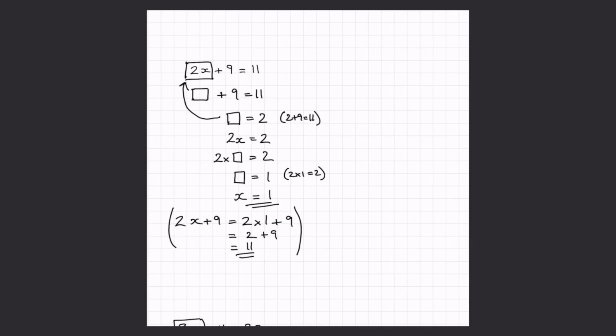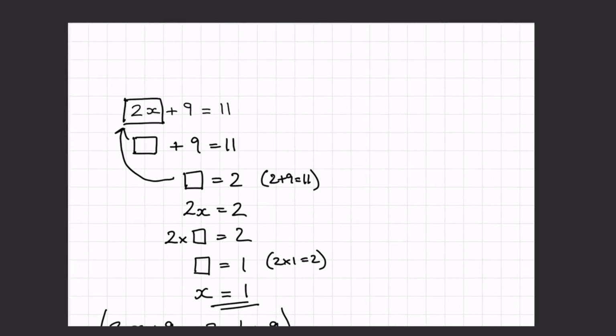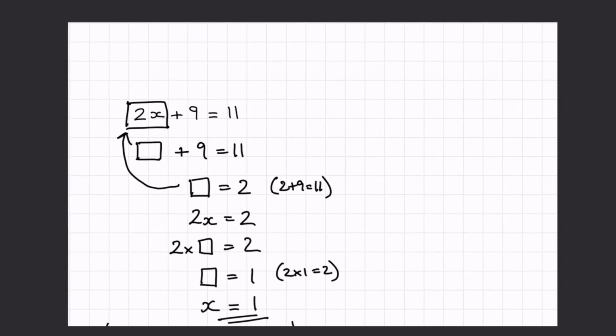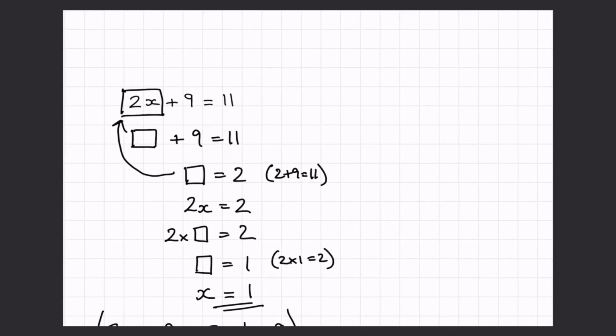Let's look at two-stage equations using transposing. So when we're looking at two-stage or two-step equations, the process is still the same. Let's have a look at this question here. We have 2x add 9 is equal to 11. Let's quickly write this down again. 2x add 9 is equal to 11. We're going to end up with x on its own down here. And we know that the answer is going to be 1.